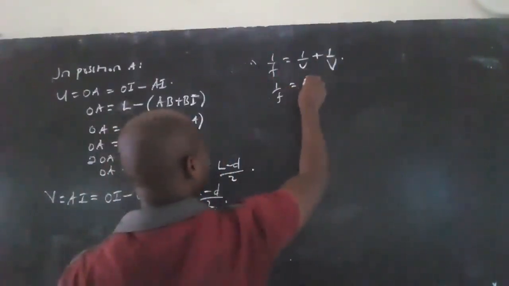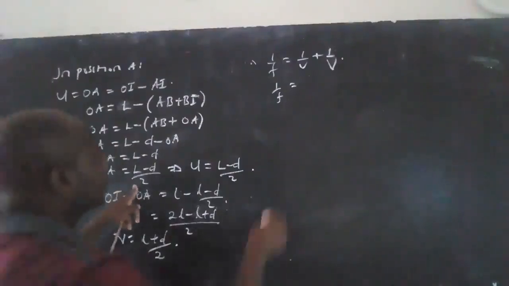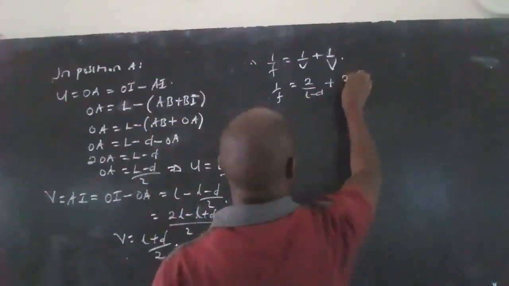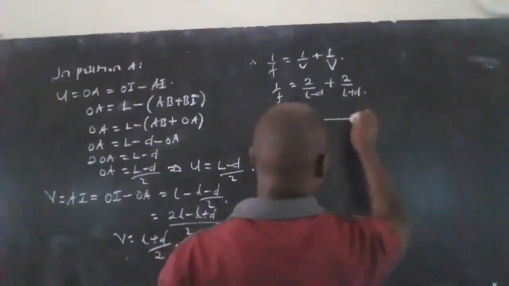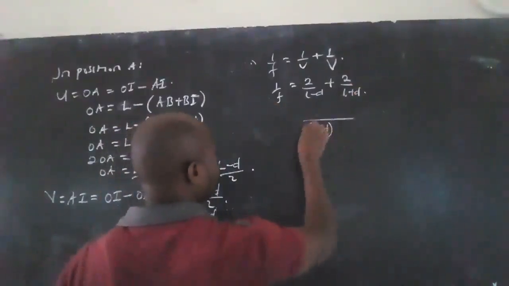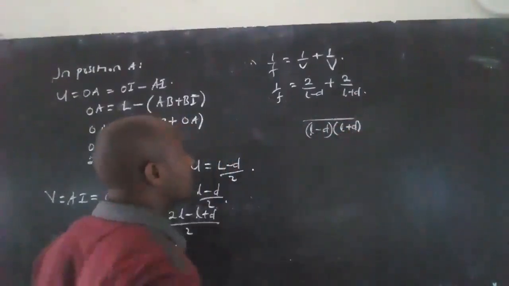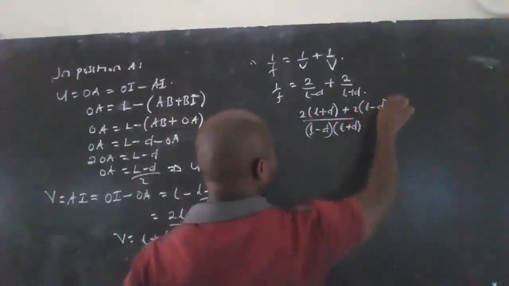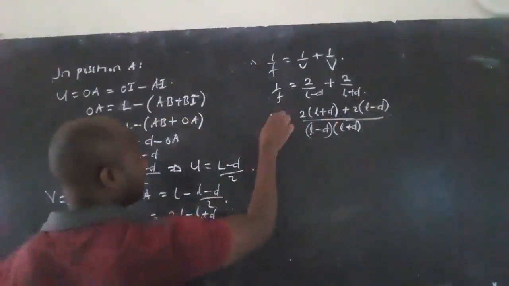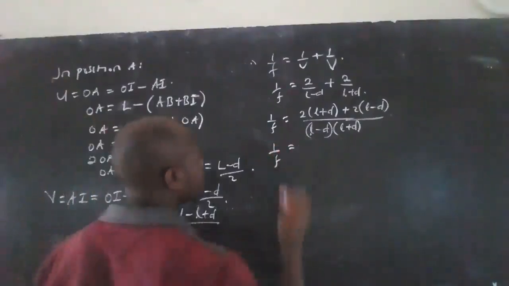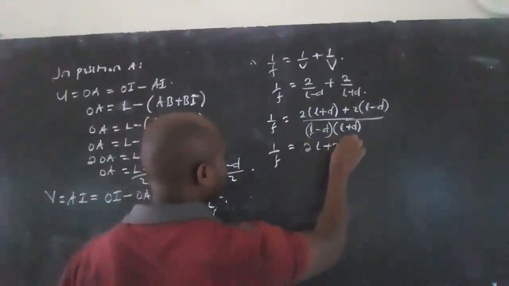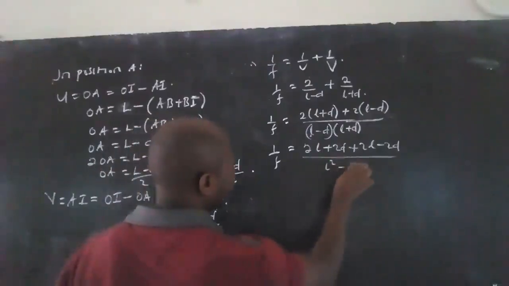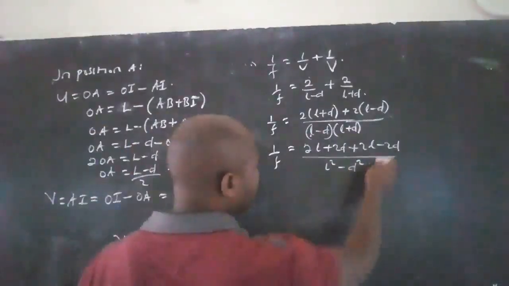1 over F will become, so we substitute, this will be 2 over L minus D plus 2 over L plus D. LCM, L minus D, L plus D. So we shall have 2 into L plus D plus 2 into L minus D. So this 1 over F will now become 2L plus 2D plus 2L minus 2D divided by L squared minus D squared. Difference of two squares, so D will cancel.